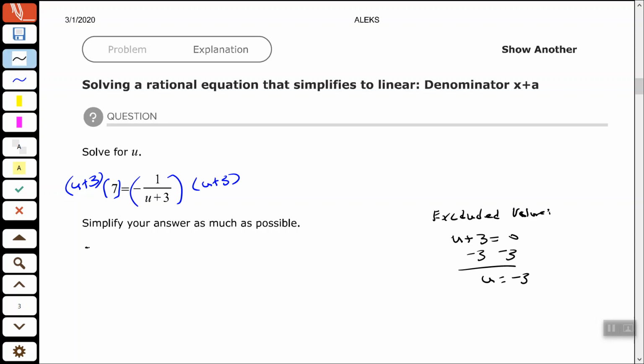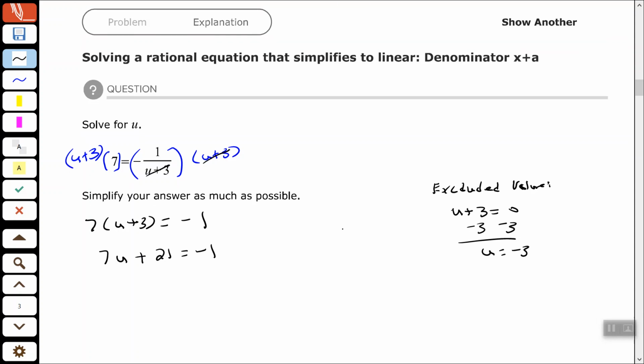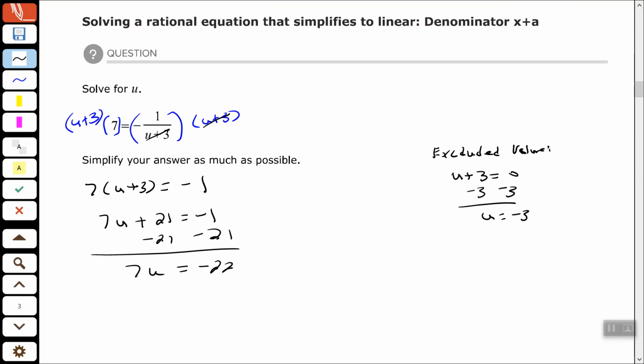All right, so we have 7 times u plus 3 equals, then the u plus 3's cancel here, so I just have -1. All right, let's use our distributive property to clear the parentheses. So 7 times u, and then 7 times 3. And let's subtract 21 from both sides. And then let's divide both sides by 7.